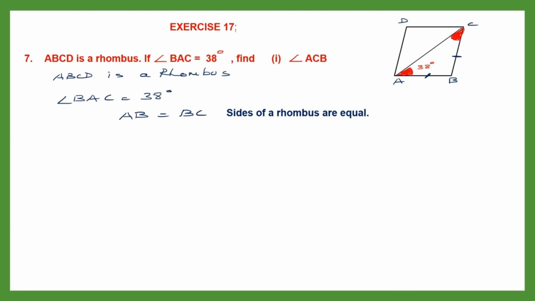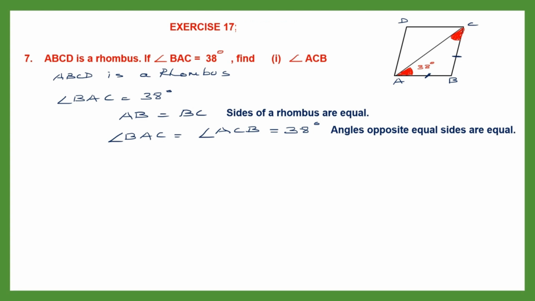So we can write that down. Angle BAC is equal to angle ACB, and they will both be equal to 38 degrees, and the reason is angles opposite equal sides are equal. So we have found the answer to the first question: we had to find the value of angle ACB, and we have found it to be 38 degrees. So this is our first answer.